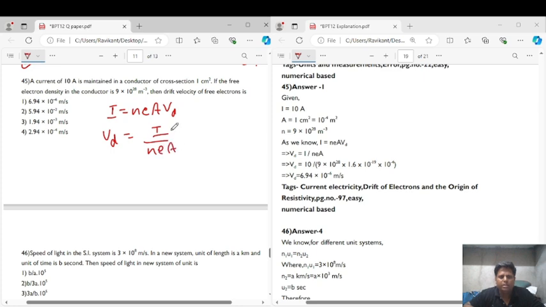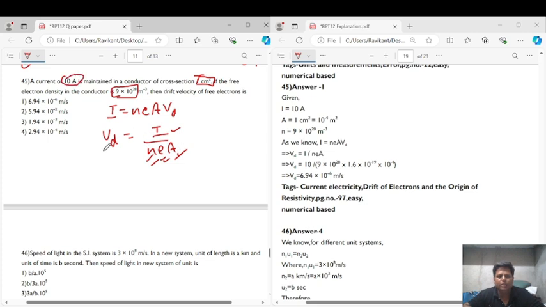where I is the current, n is the free electron density, e is the charge, that is 1.6 × 10^-19, and A is the area of cross section. Area of cross section is given to us as 1 centimeter square. It could be converted into meter square and then put the value. e is equal to 1.6 × 10^-19. n is given to us as 9 × 10^28, right? And I is given to us as 10 ampere.